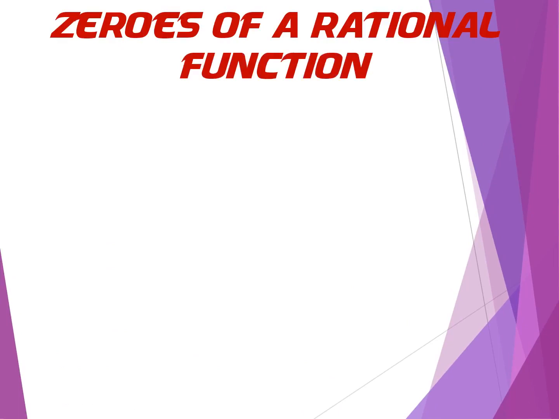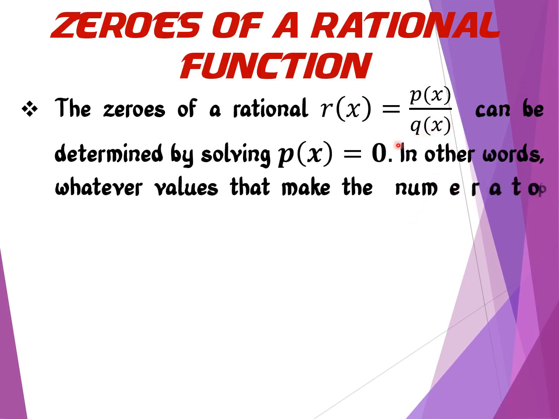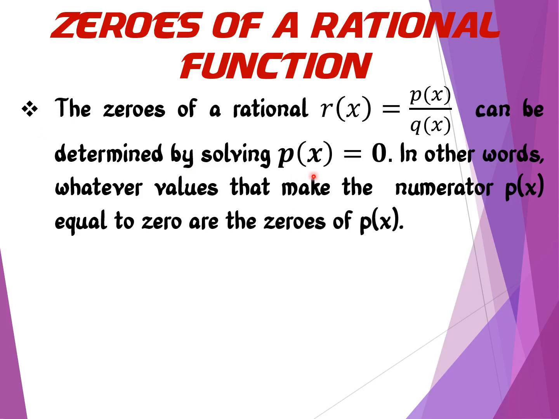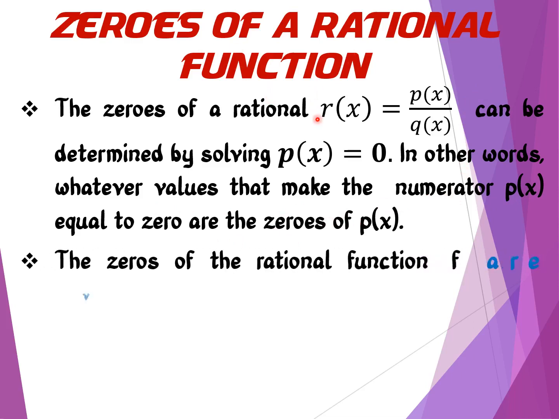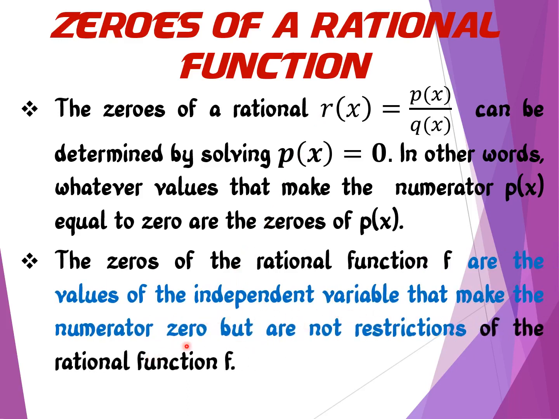Next is the zeros of a rational function. The zeros of the rational function r of x equals p of x divided by q of x can be determined by solving p of x equals 0, meaning we're going to equate the expression in the numerator to 0 and then solve for that. In other words, whatever values make the numerator p of x equal to zero are the zeros of the rational function. These are also the values of the independent variable that make the numerator 0, but they are not restrictions of the rational function, meaning they are not the values of x that will make it undefined.